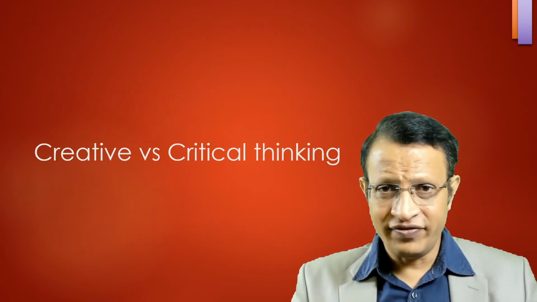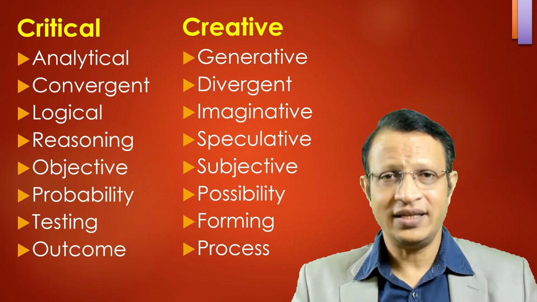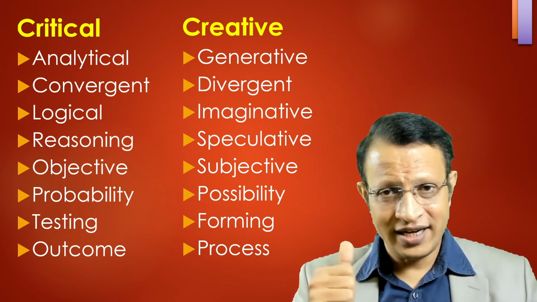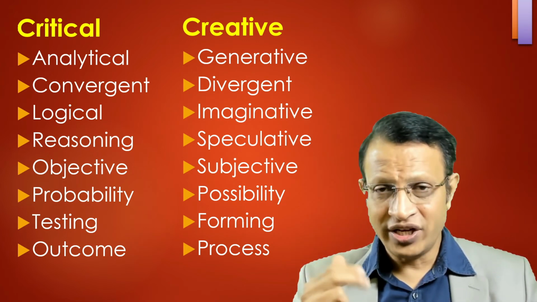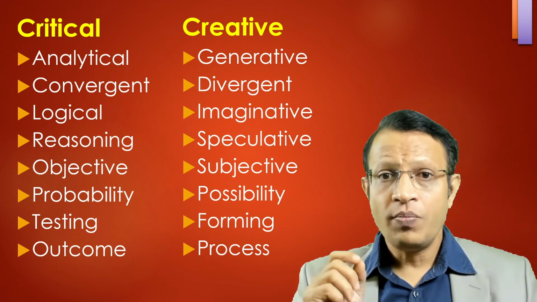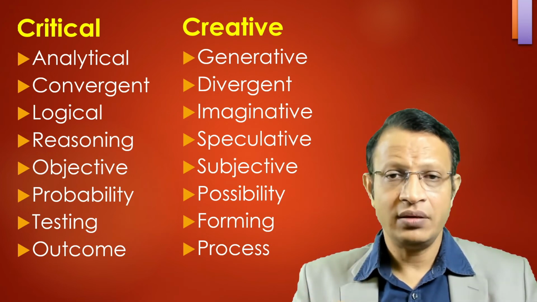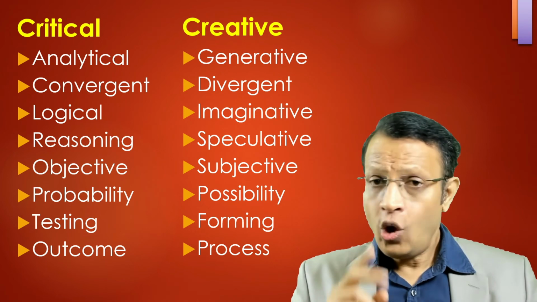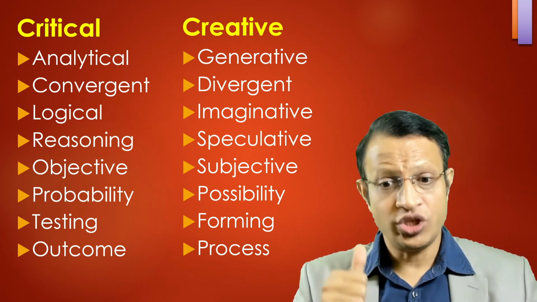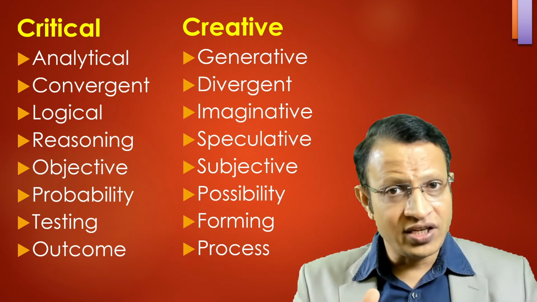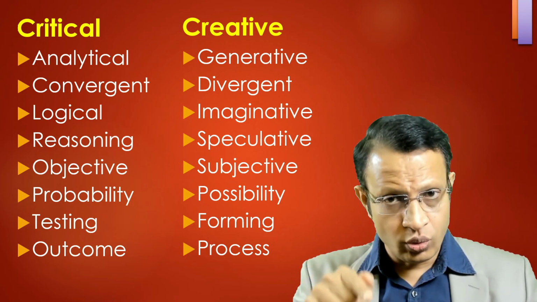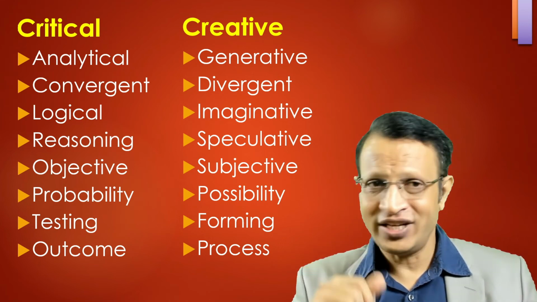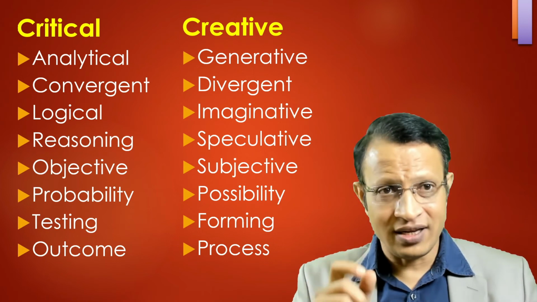Let's understand the difference between creative thinking and critical thinking. Here, creative thinking is generative, divergent, imaginative, speculative, subjective, the possibility of various forms is available, and it is process based, and it is forming the idea. That is creative. Whereas critical is analytical. That means you are analyzing the problem. It is convergent. That means the thinking process goes towards solving the problem. It is based on logic. Whereas creative is imaginative, the critical is based on logic and reasoning.